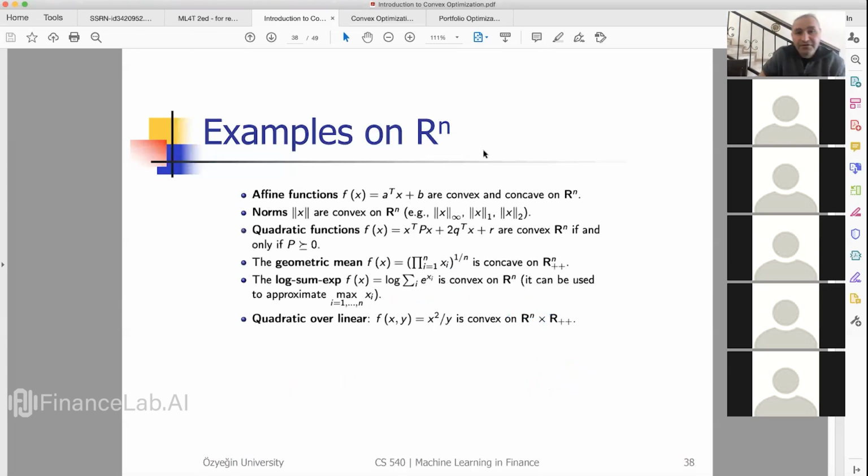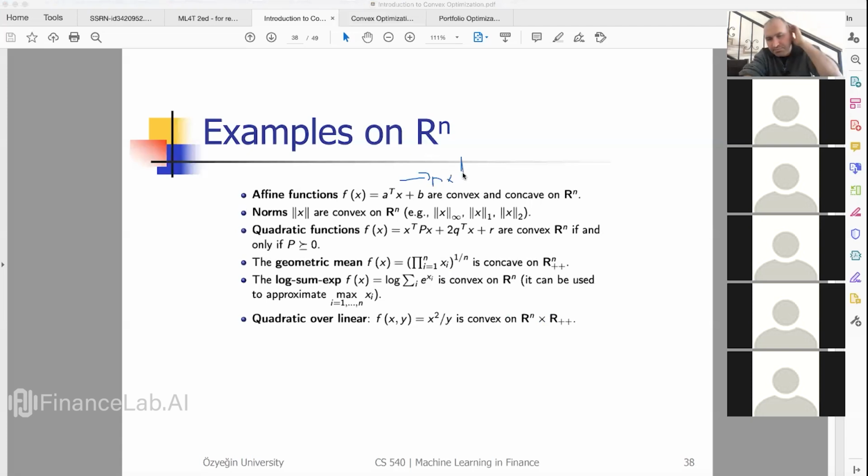In Rn, affine functions are convex, where x is an n times 1 vector, and a transpose x plus b is both concave and convex on Rn. And norms are convex on Rn, where the norm is p-norm with p greater than or equal to 1. For instance, the first norm, the second vector norm, as well as the infinity norm, which is the maximum value in the vector, are all convex.